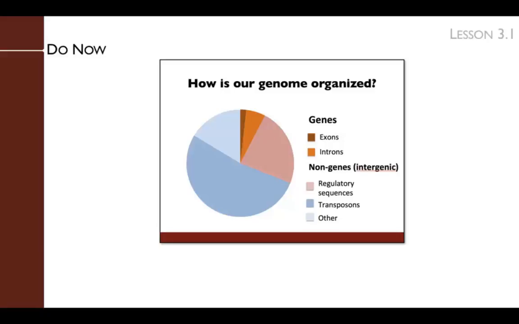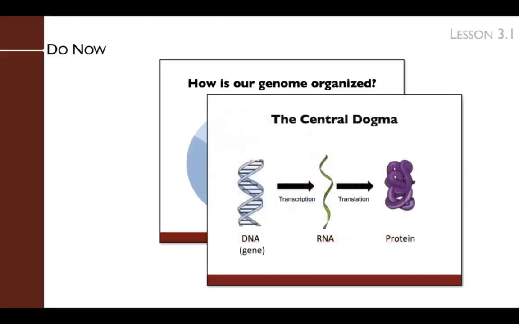The intergenic region is the largest proportion. The intergenic region controls gene expression via regulatory sequences associated with genes, and also via transposons. Transposons can jump around the genome and land in different places. They are important because they can affect gene transcription. Take a minute to review the central dogma to make sure students know that genes and RNA are made of nucleic acids and proteins are made of amino acids.